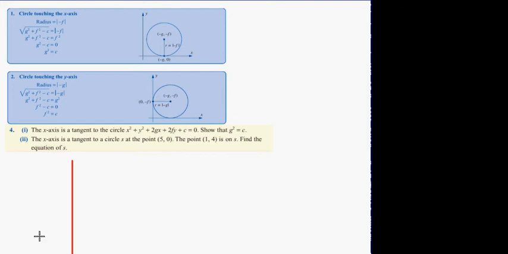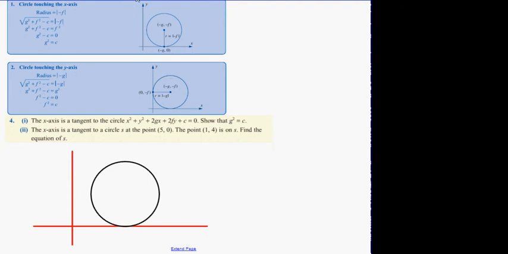You're going to construct a circle. And as in the description, it says the x-axis is a tangent. So you extend that circle until the x-axis is a tangent. Everybody happy with that? Now, by doing this, what you realise is that the generic expression for the centre of the circle is (minus g, minus f). Are you happy with that?